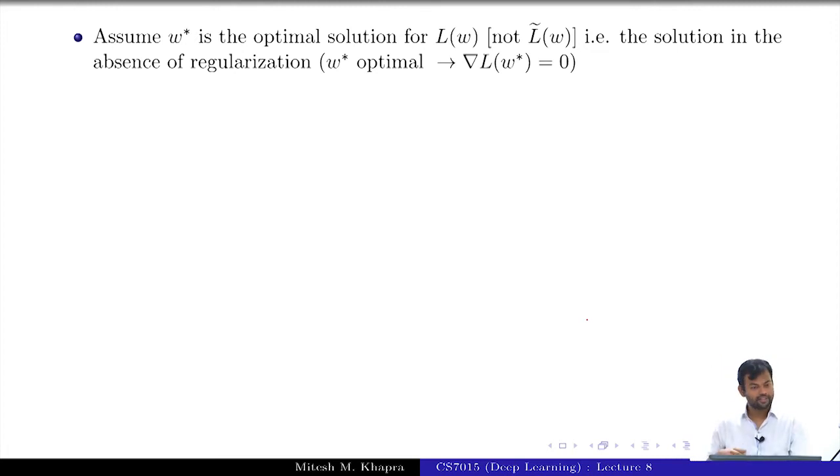Okay. So now let's assume that W star is the optimal solution for L(W). What is L(W)? The train error, not our regularized error, just the train error, okay? And so if W star is the optimal solution, what can you tell about the derivative at W star? It's going to be 0 from basic calculus, right? If I say minimize x squared, the minimum is where the derivative of x squared with respect to x is equal to 0, right? Everyone knows this, okay?